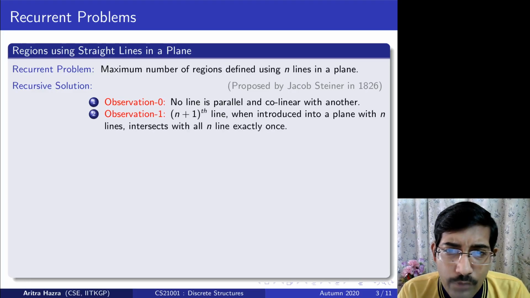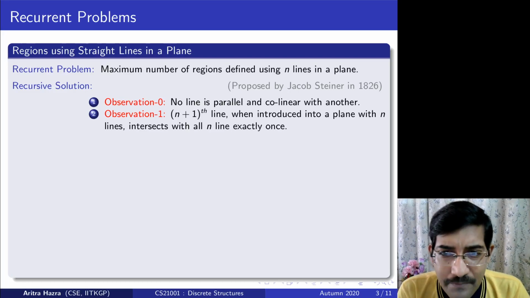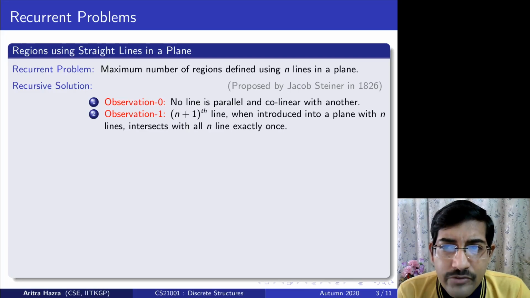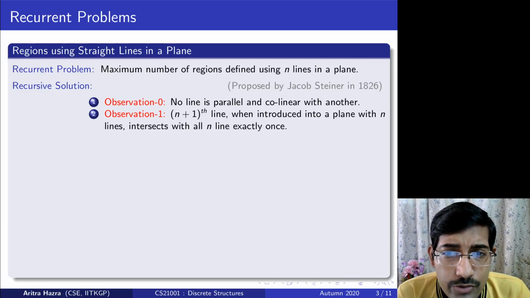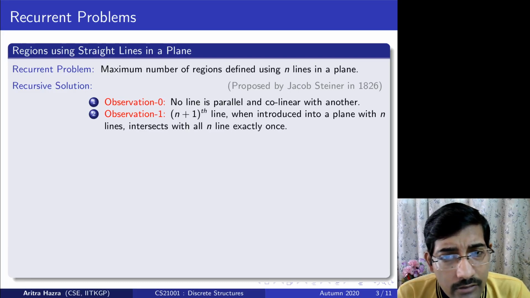The second observation is that, let's say I have n lines in the plane. You may simultaneously draw as I discuss. So you have n lines which are non-collinear. Let's say you have 3 lines in the plane which are non-collinear, intersecting at 3 different points. Now when you try to introduce the 4th line, or the n+1th line, it will intersect with every line exactly once.